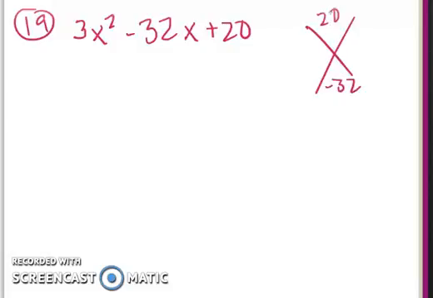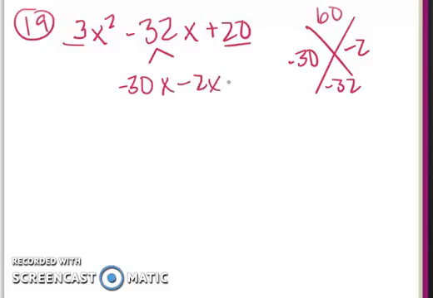Oop, did I make a mistake? Yeah, this is not supposed to be 20. It's supposed to be 3 times 20, which gives me 60. Okay, so that was this times this. Okay, what numbers multiply to 60 give me -32? That would be probably -30 and a -2. And the more practice, the better we get at this. -30x minus 2x plus 20 and -3x squared.